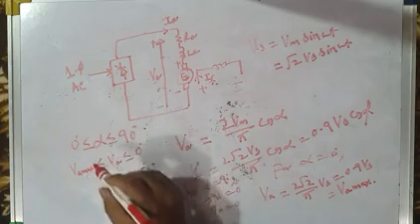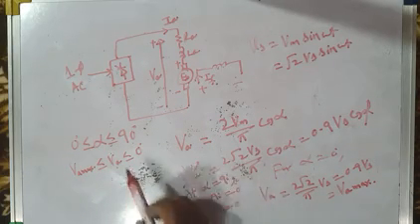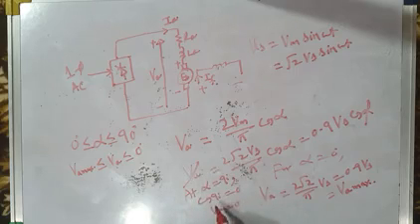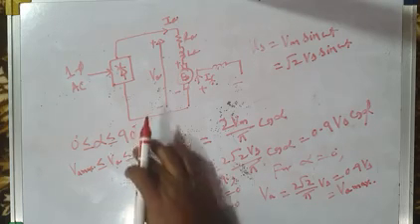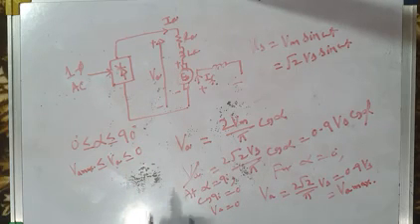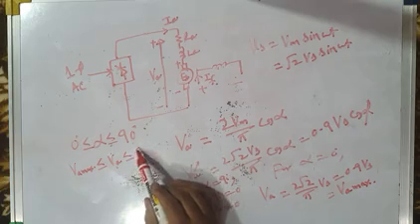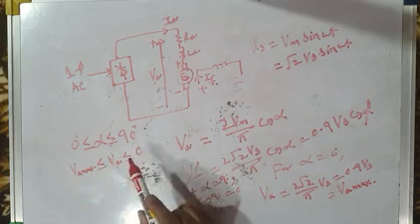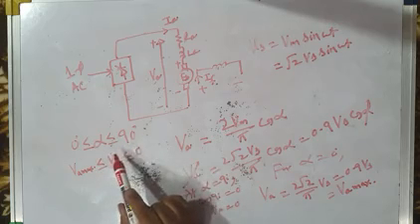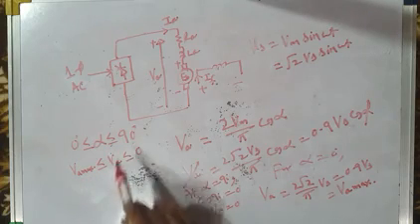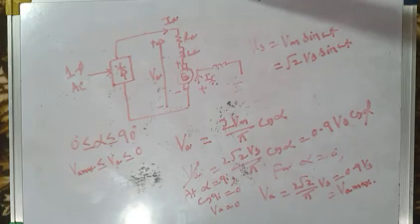And then as alpha increases, the average output voltage decreases till at alpha equal to 90 degrees, cos 90 is 0, and the average output voltage is 0. So you can get output voltage from 0 to maximum when you control the delay angle or firing angle from 0 to 90 degrees or 90 to 0 degrees. And the average output voltage will always be positive.